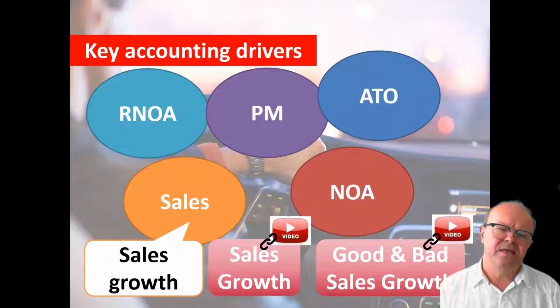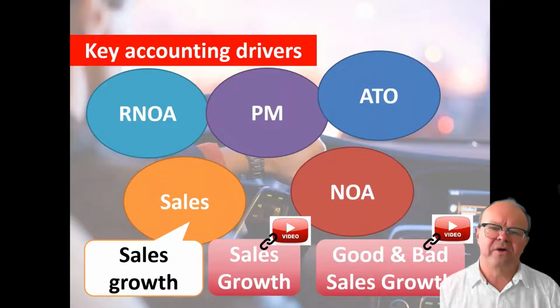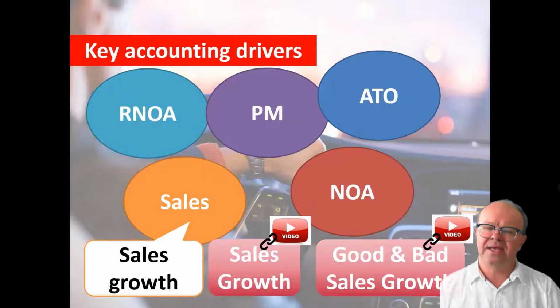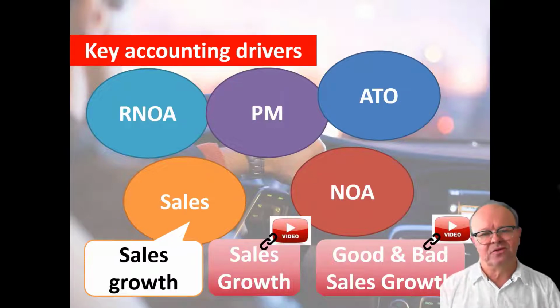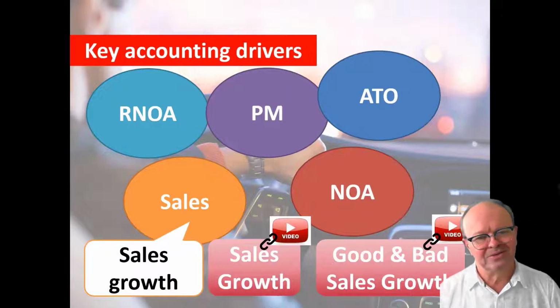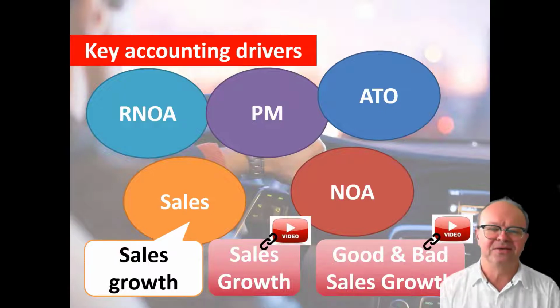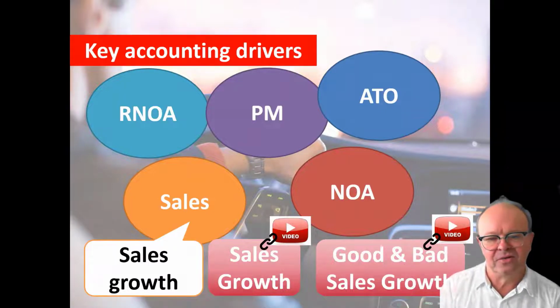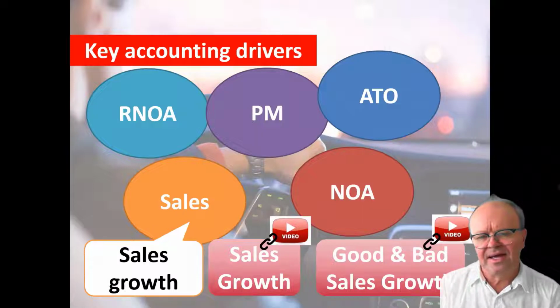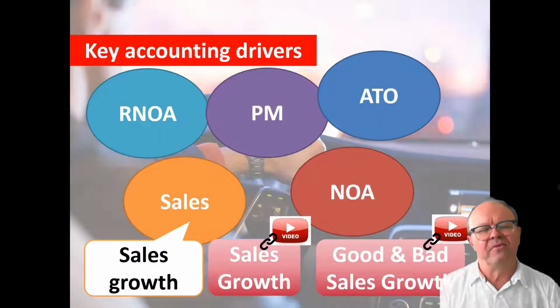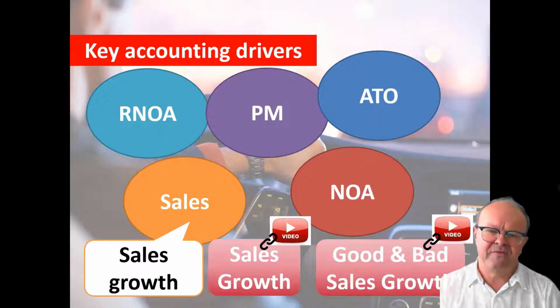And we've seen that they're the return on net operating assets, profit margin, asset turnover, sales and sales growth, and net operating assets. And there are some important videos on sales growth and also on good and bad sales growth, where we see that not all sales growth is good. How do we tell the difference between good and bad sales growth? So these are our key accounting drivers using the economic profit and discounted cash flow frameworks.